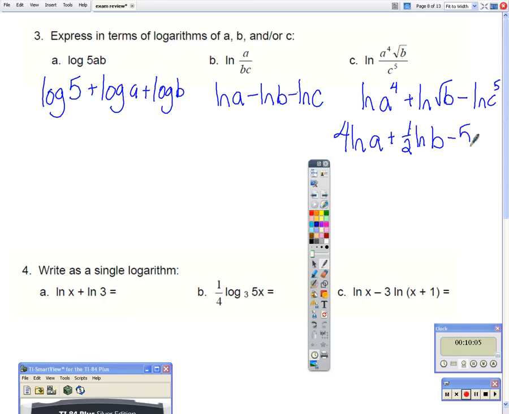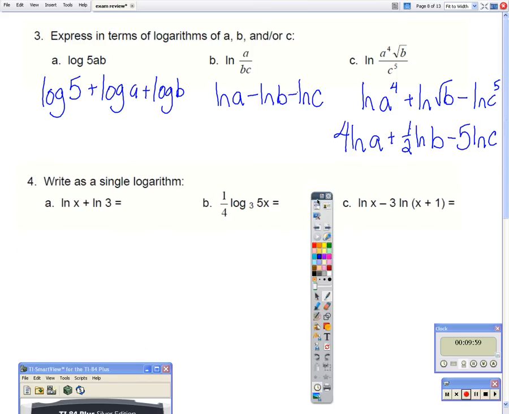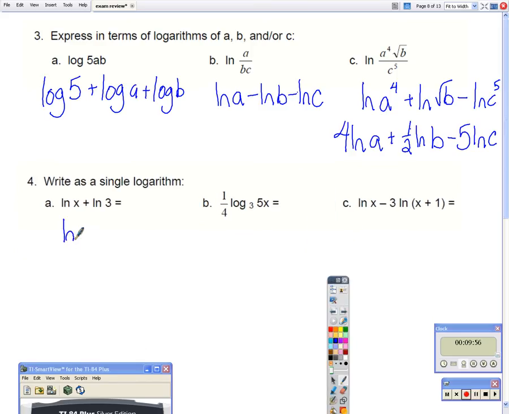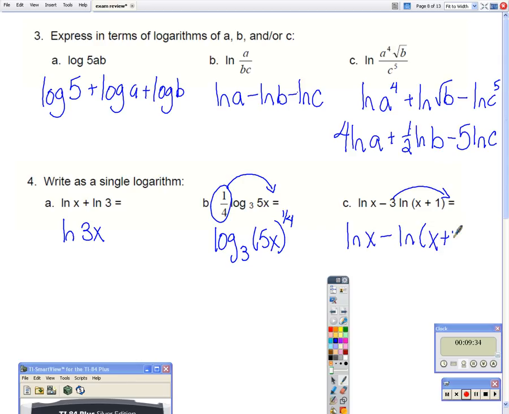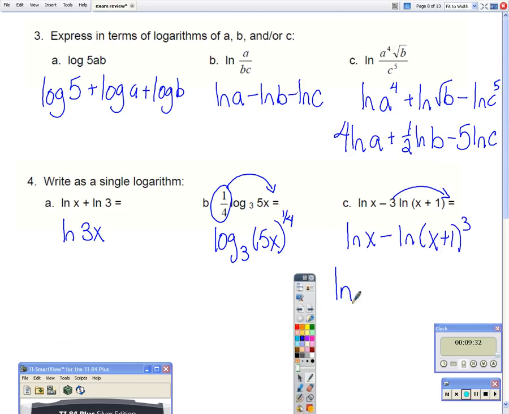Now we can use those same properties backwards. When we have addition, that can be simplified with multiplication. First, I need to make this an exponent. And that's all we can do there. And for this one, first, that's going to become the exponent. And now I'm going to have x over x plus 1 to the third. And I know it's division because of the subtraction.